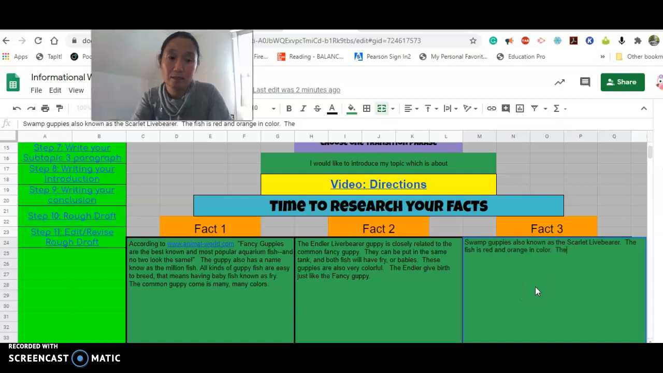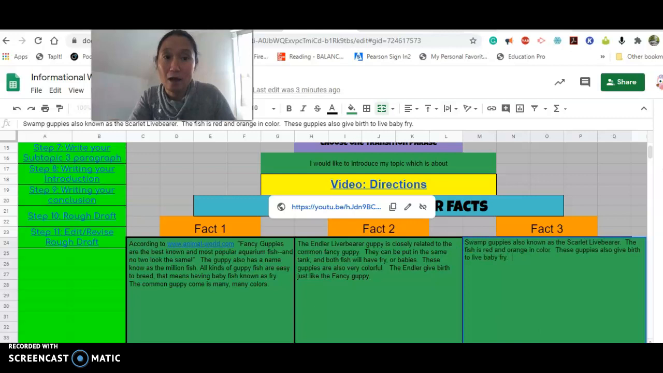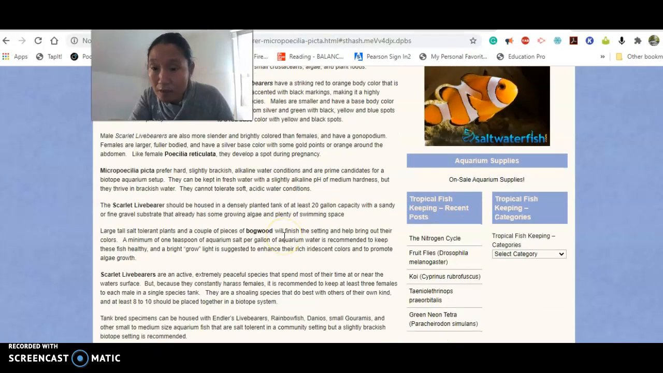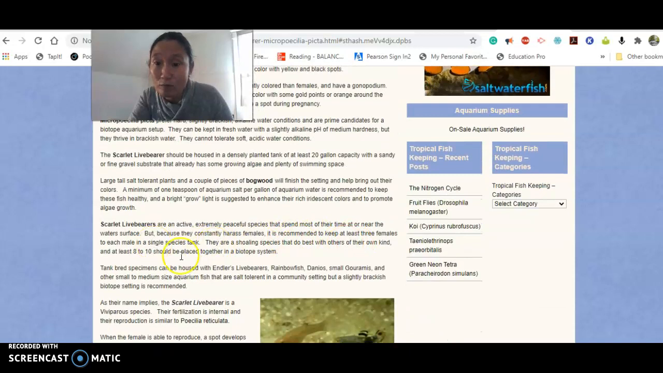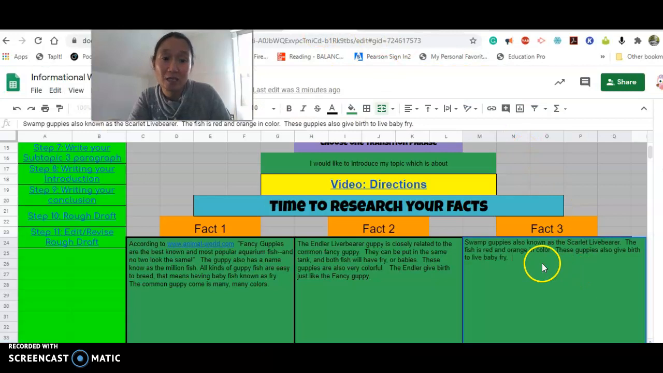These guppies also give birth to live baby fry. Okay, let's see what other things here. They're very peaceful and spend most of their time at or near the water surface. So these are very peaceful fish. These are very nice, kind and nice fish. These are nice and peaceful fish to have in a tank.